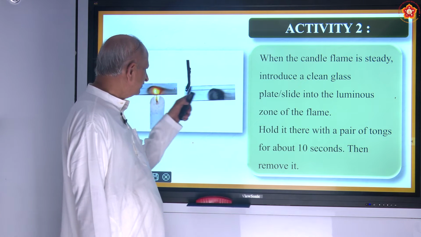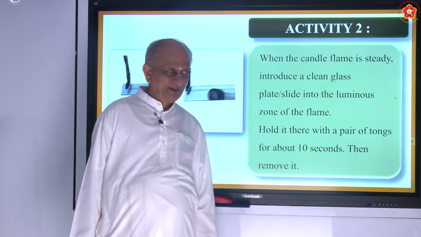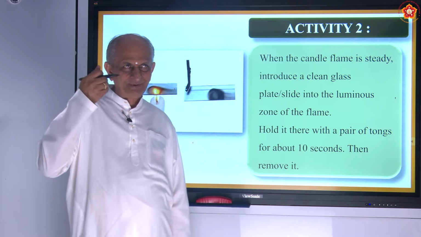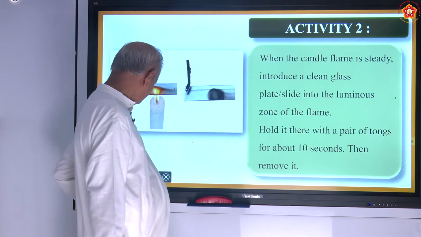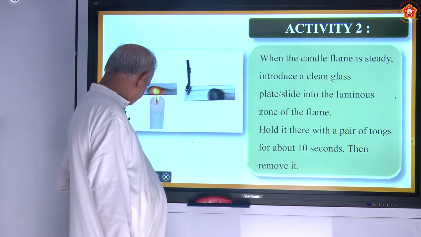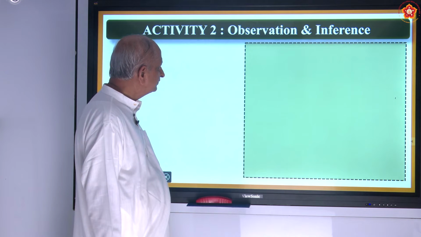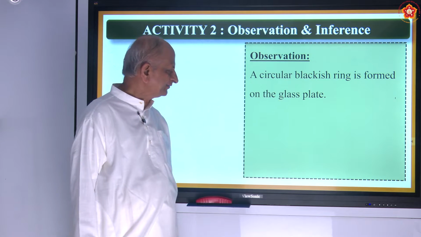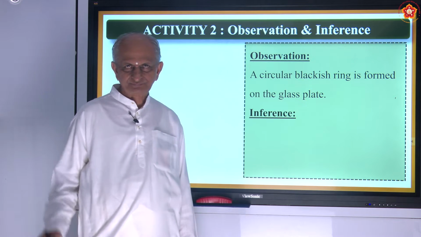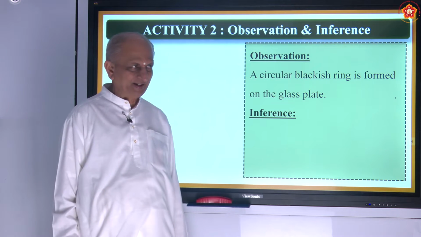So the soot is formed here on the glass plate, but don't hold it in your hand, because your hand may burn. Therefore you must use a pair of tongs. Okay. So what do you infer from this? Observation: a circular blackish ring is formed on the glass plate. It is very simple, you can try.